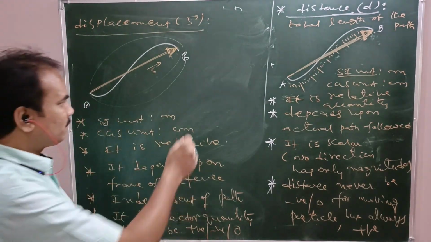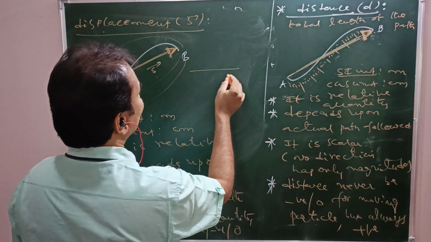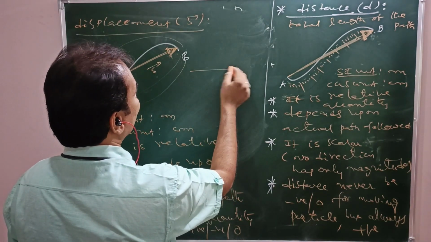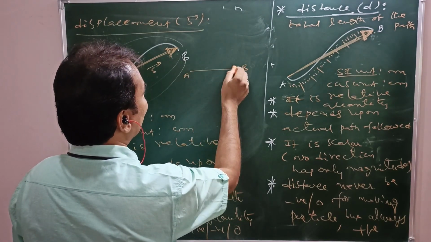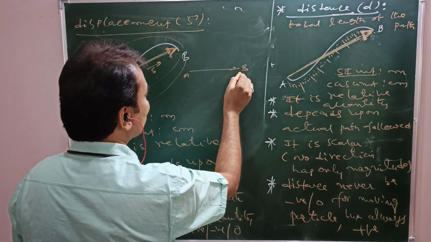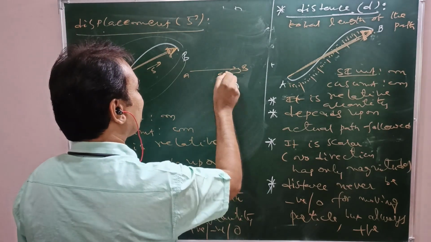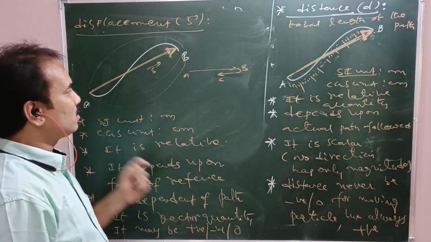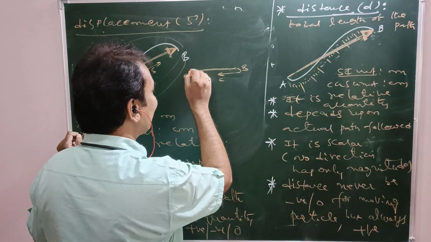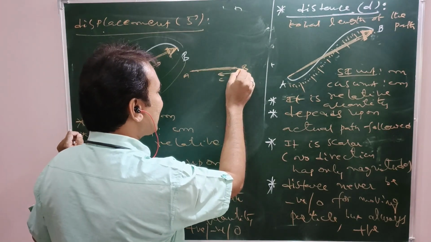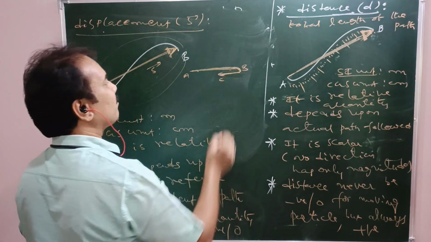Right? Suppose a particle moves like that from A to B in a straight line, again from B to C, like that, meaning retracing.